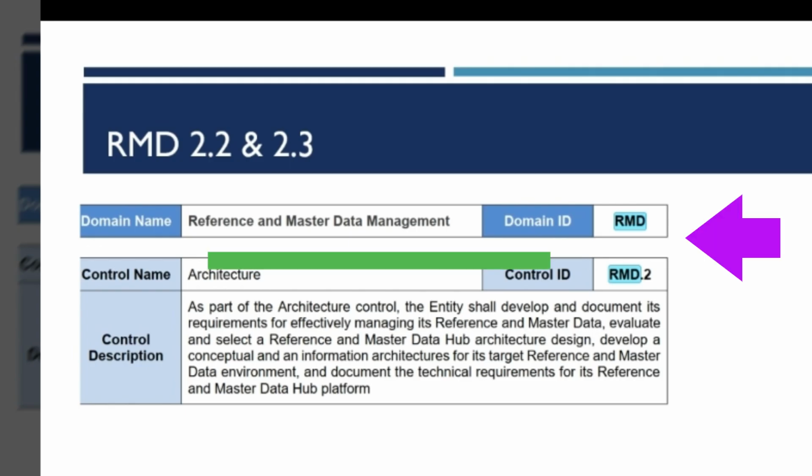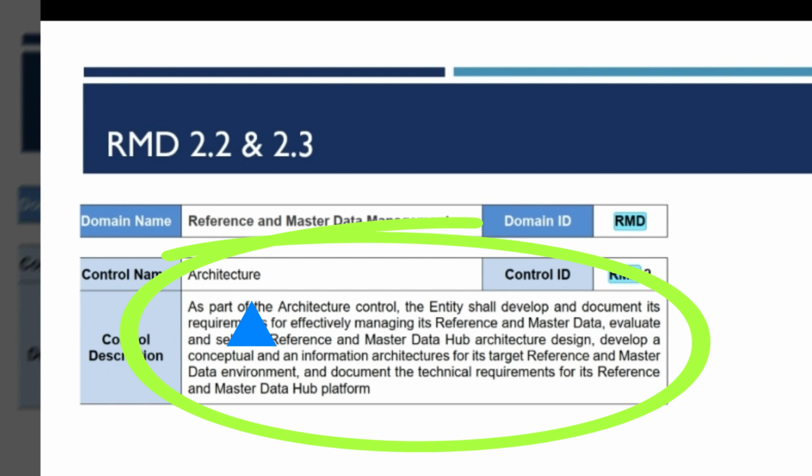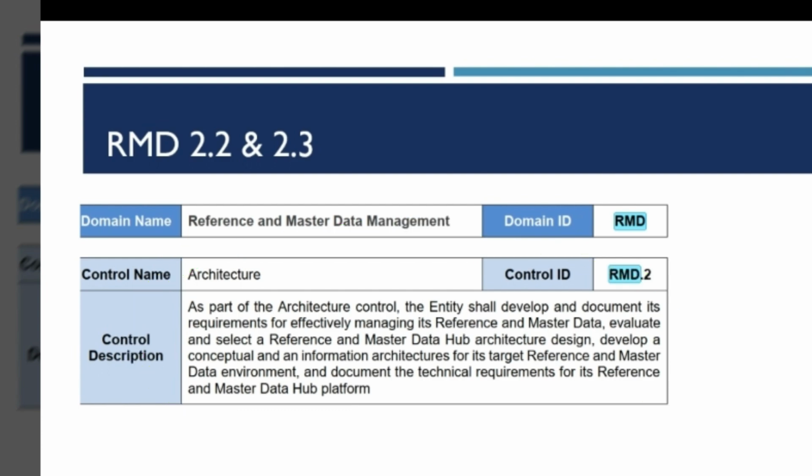RMD belongs to the domain reference and master data management. The control is architecture. Under this architecture, the entity shall develop and document its requirement for effectively managing its reference and master data, evaluate and select a reference and master data hub architecture design, develop a conceptual and an information architecture for its target reference and master data environment, and document the technical requirement for its reference and master data hub platform. That's the overall control specification.